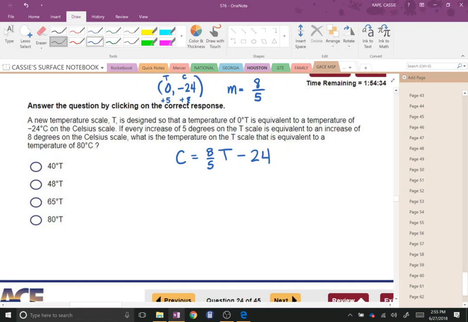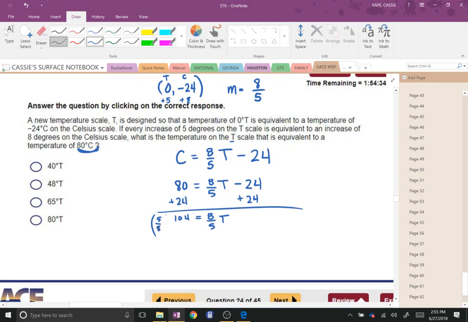It's asking what is the temperature on the T scale that's equivalent to 80 degrees on the C scale. So it's asking you to plug in 80 for C and solve for T. So I'm going to add 24 to both sides. I'm getting 104 equals 8/5 T. And then I'm going to multiply both sides by the reciprocal, 5/8 times 5/8, because the 8s and 5s go to 1.